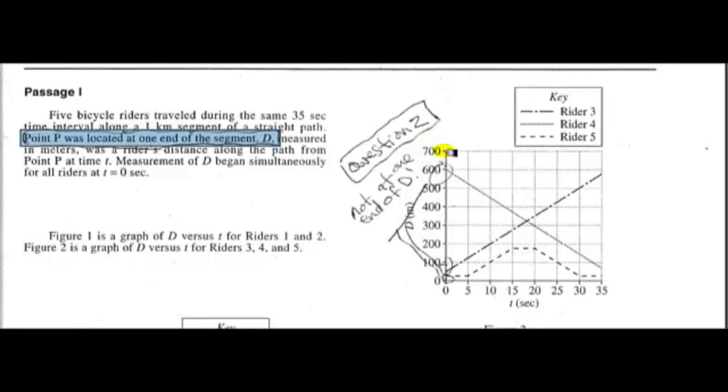So I don't see anything at 700 here. And in figure 2, I don't see anything at 0. So that means this line here, which is the mini dotted line, which is rider 4. Rider 4 is not at either end, so rider 4 is in there. I see this kind of weird line here, which is rider 3, so that's in there. And then I see this line here, which is rider 5. So I know that rider 3, 4, and 5 are not at point P, which is any one of the ends of segment D, which is 700 or 0. So rider 3, 4, and 5 would be included.